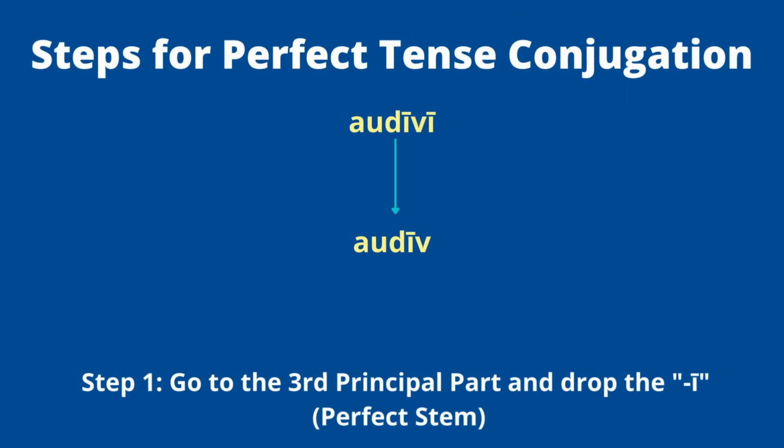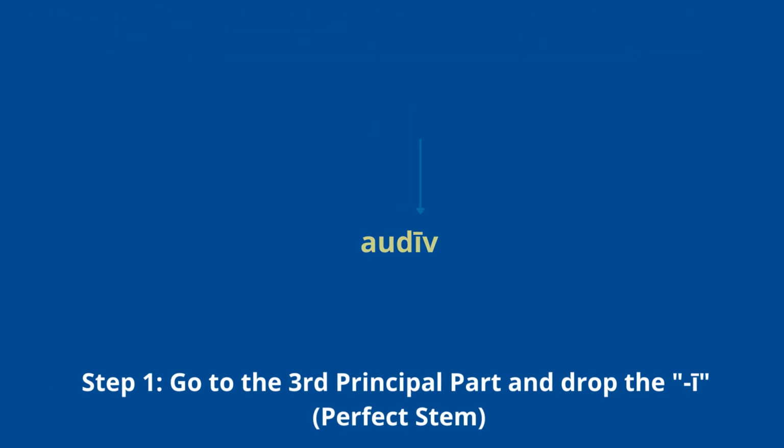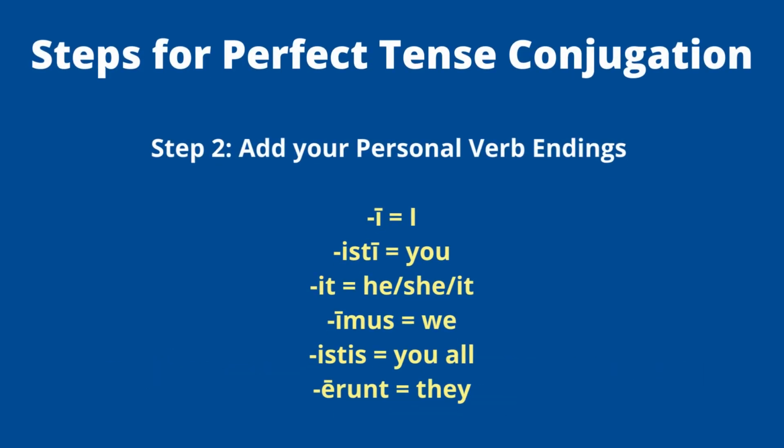So again, step one, go to the third principal part, drop the long I. So here, if I had audivi, I would have audiv, right? And now I'm ready to go. But now I have to add my endings. The trick is we're not using those present tense endings anymore, the personal verb endings you've been used to, like o, s, t, mus, tis, nt. That's not what we've got anymore.